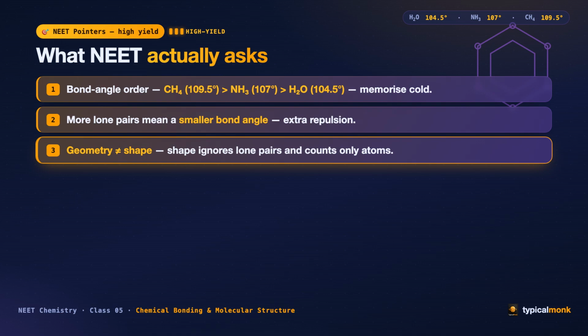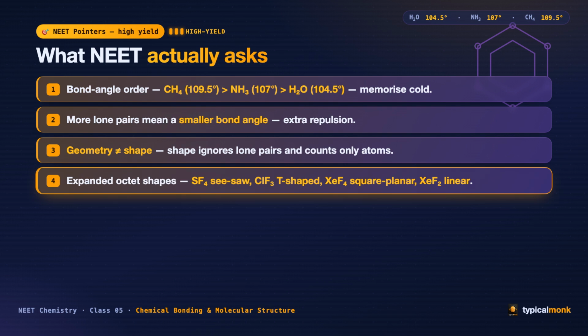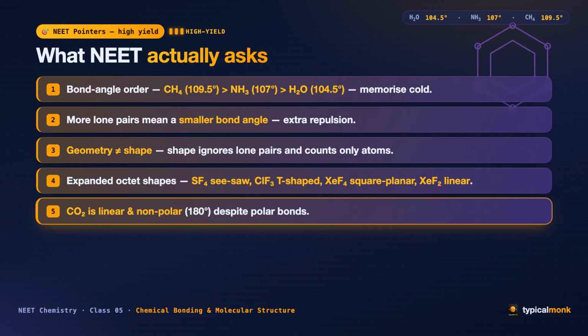3. Geometry is not the same as shape. Geometry counts every electron domain. Shape ignores the lone pairs and names only the arrangement of atoms. This distinction is a favorite trap. 4. Learn the expanded octet shapes as a set. Sulfur tetrafluoride is a seesaw, chlorine trifluoride is T-shaped, xenon tetrafluoride is square planar, and xenon difluoride is linear.